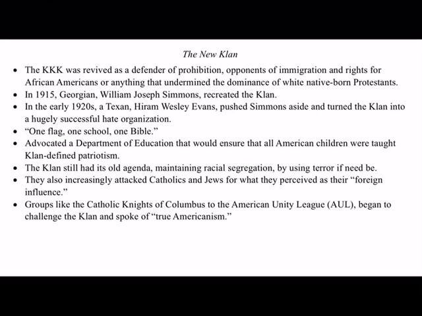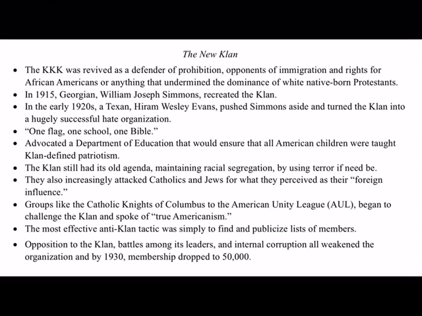To counter that, groups like the Catholic Knights of Columbus or the American Unity League began to challenge the Klan and spoke of true Americanism. The most effective anti-Klan tactic, however, was simply to find and publicize the list of its members. Opposition to the Klan, battles among its leaders, and internal corruption all weakened the organization, and by 1930, membership dropped to around 50,000. Of course, the Klan still exists today, but with very, very low membership.